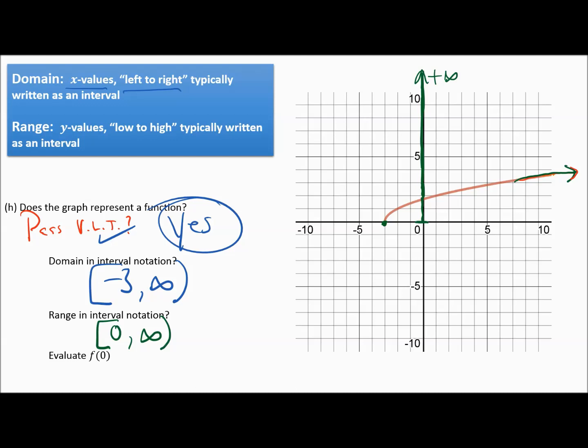Now, the last question, they want us to evaluate f of 0, okay? So let me get rid of, again, all my scribbling on here, and I want to evaluate f of 0. So what that really means, remember, is f of 0 means if x is equal to 0, that's always your x value, what is y equal to? Well, x is equal to 0 is right here. I go meet my graph. There we are right there.